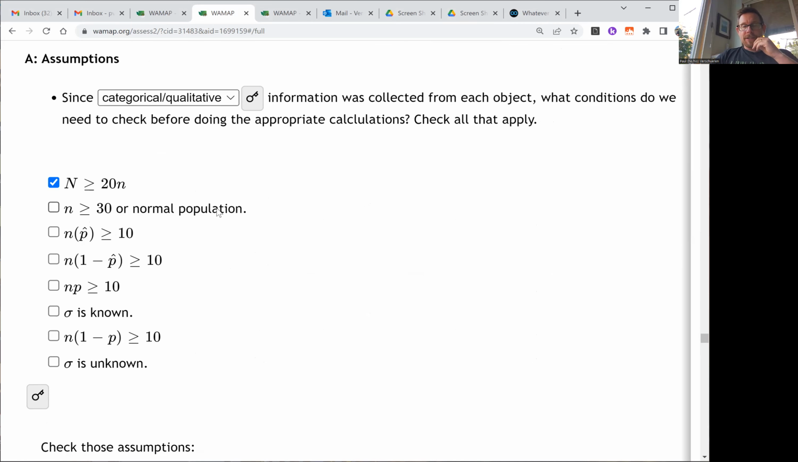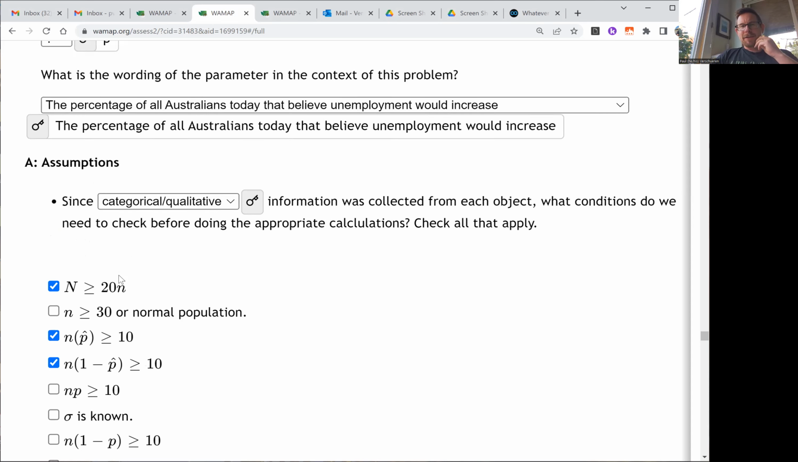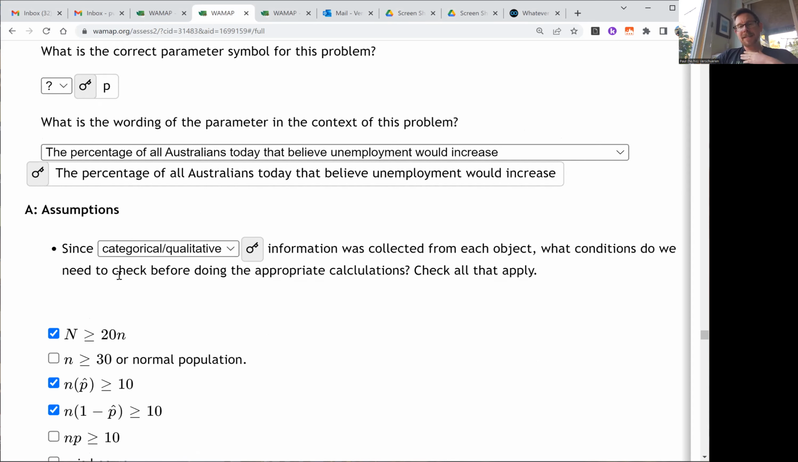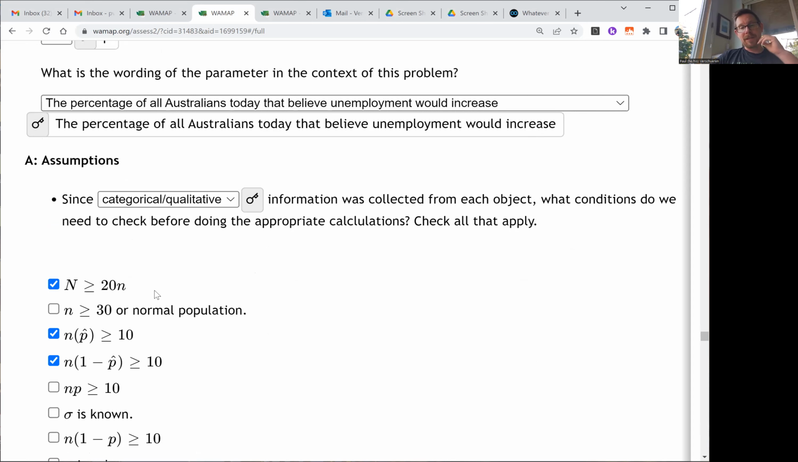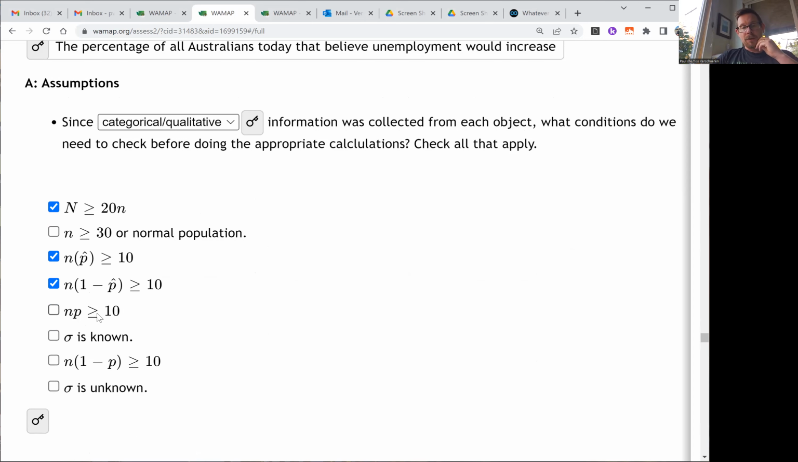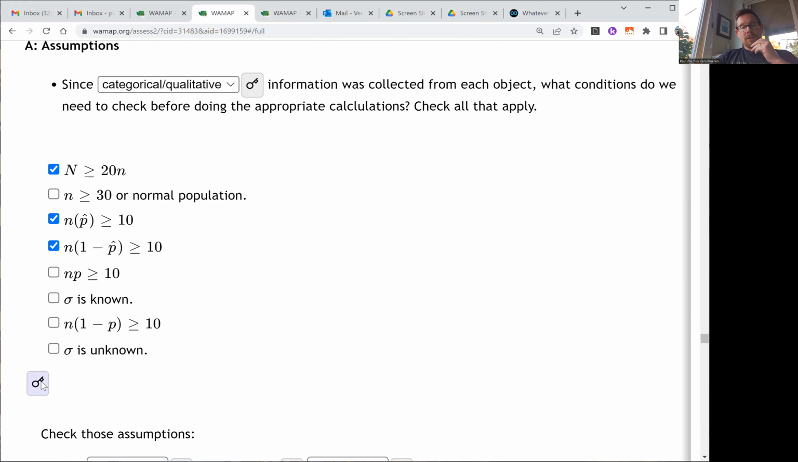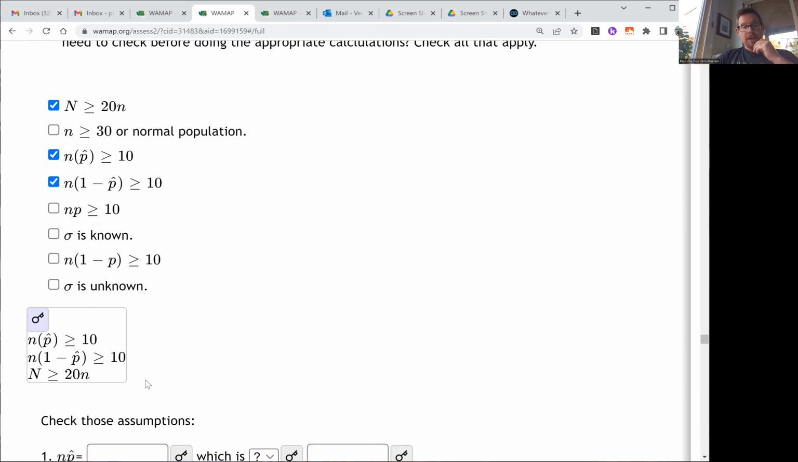This is a normality criteria for quantitative variables. This would apply. And we actually know that it is 175, so we're good. And we know that this is 225, so we're good. And they bring up that 47%, but because we're creating a confidence interval, that assumes we don't know the population proportion. So we could not use np or n times 1 minus p. And sigma is known or sigma is unknown relates to quantitative variables. So there we are. Those are the three.